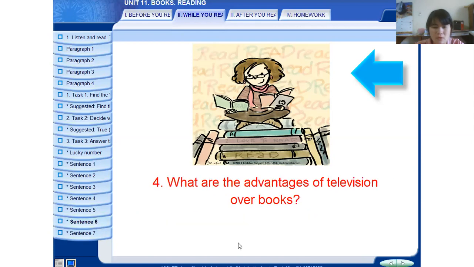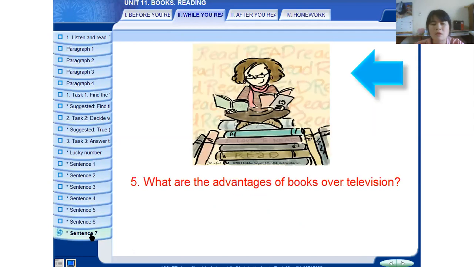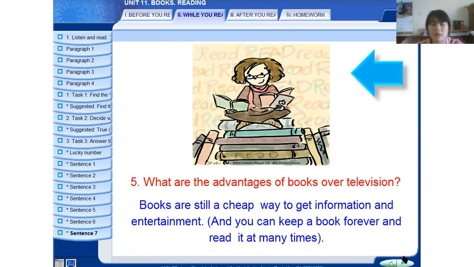Advantages of television over books, and advantages of books over television. You may grasp the information if you underline the information in the reading passage.